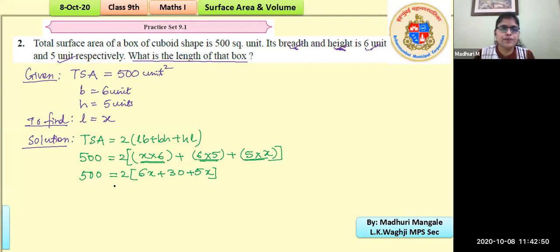And again, we are just simplifying the part which is in the brackets, right? So 6x plus 5x, that would be 11x plus 30. Now, we have to bring x by itself. Our goal is to bring x by itself. So we are going to shift one number or one term at a time. We start with shifting the 2 to the other side. Now, how do we do that? 2 is in multiplication. It moves to the other side, it would be division. Right, students?